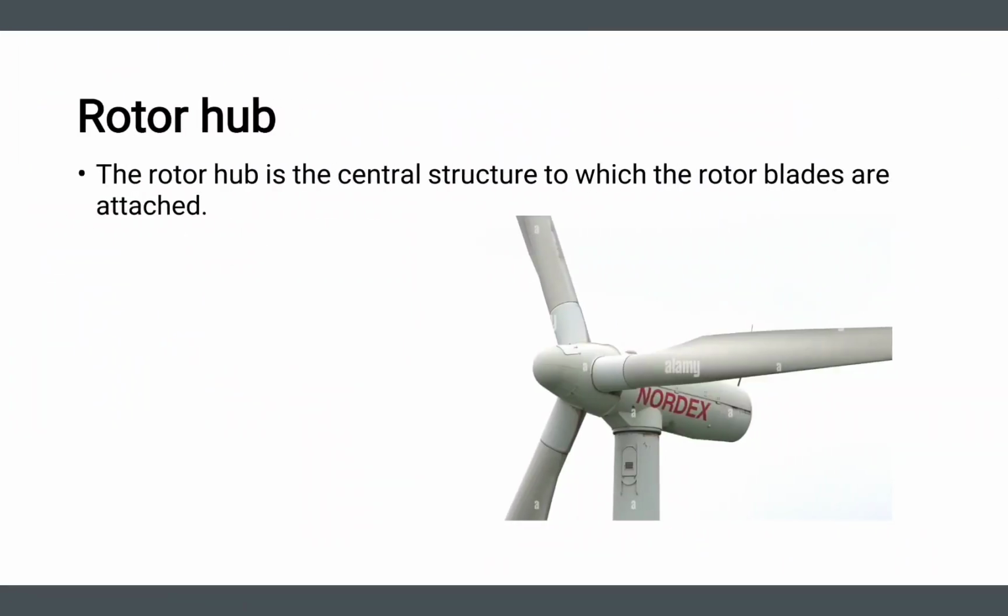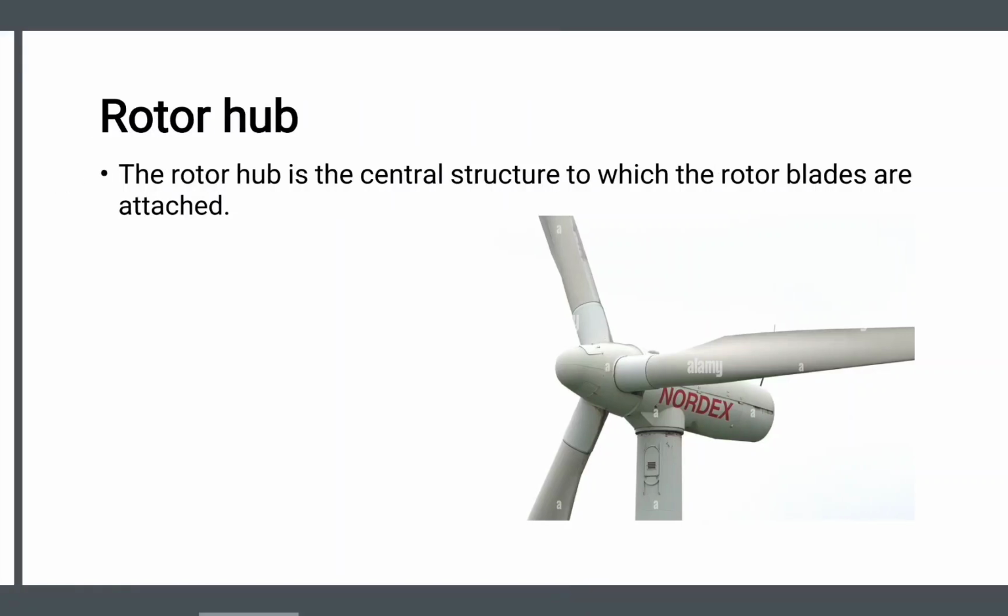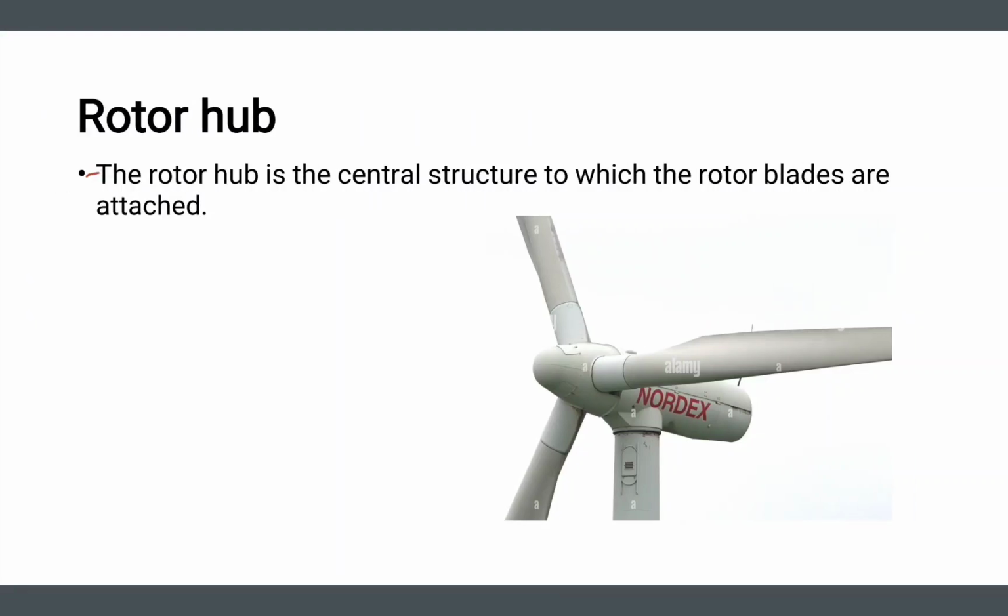The rotor hub. The rotor hub is the central structure to which the rotor blades are attached. So all of these rotor blades, 1, 2, 3, they are all connected to this central structure, which is called the rotor hub.